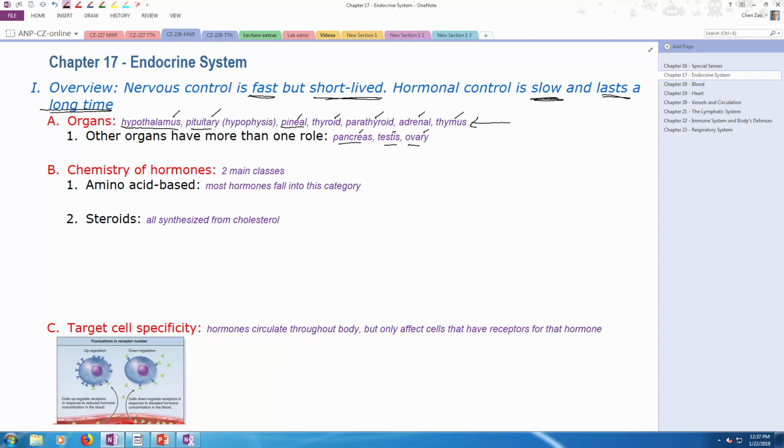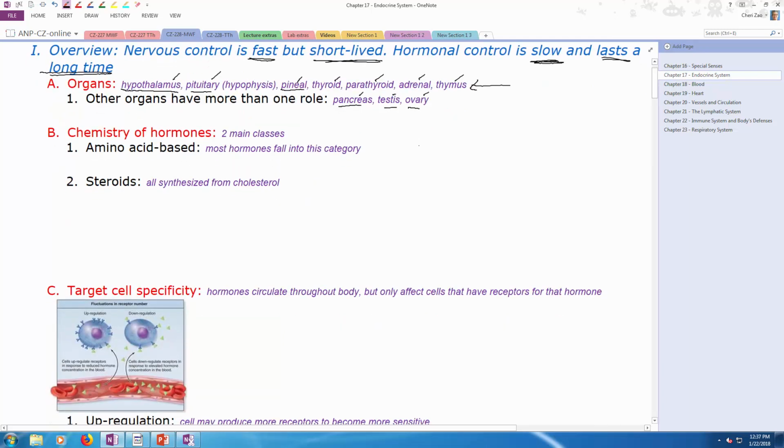The testes and the ovary, they produce hormones. Testes, testosterone; ovary, estrogen and progesterone. What else do they also produce besides hormones? Sperm and eggs, gametes. Boy, if you guys didn't answer to that, you need to go back and talk to your mom and dad about the birds and bees. Absolutely. Okay, so that is an additional function for those. So we have some dual roles here with our endocrine organs.